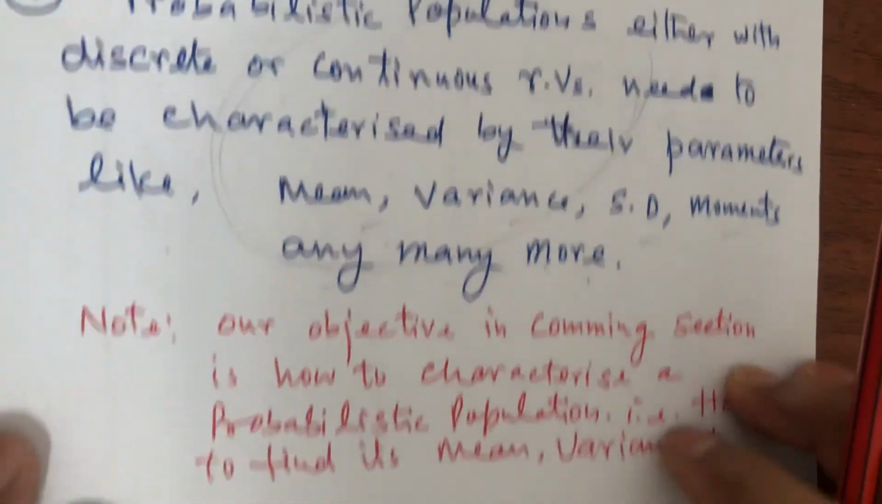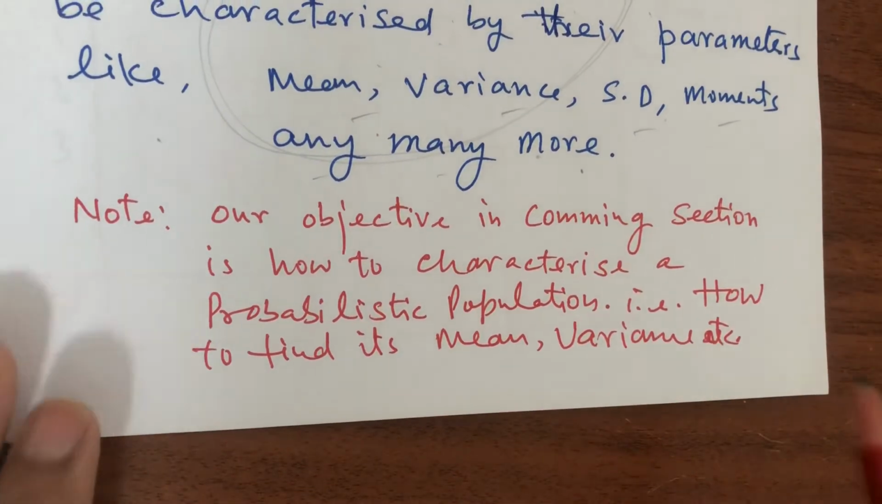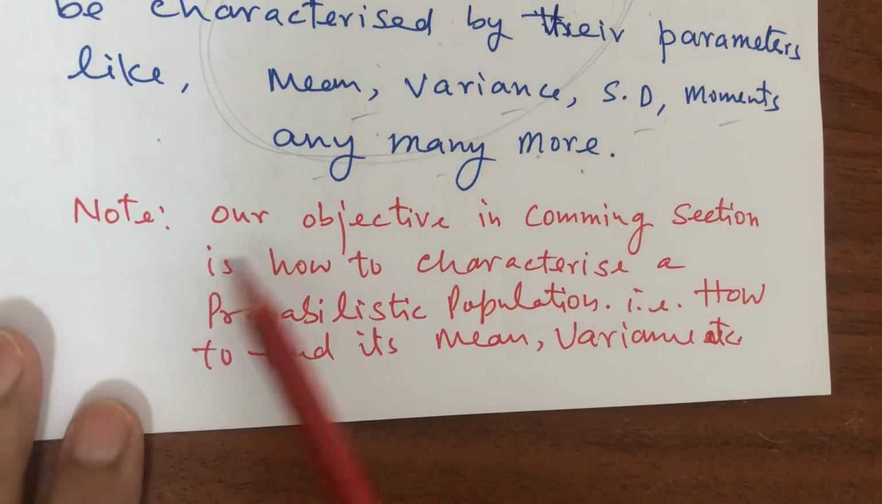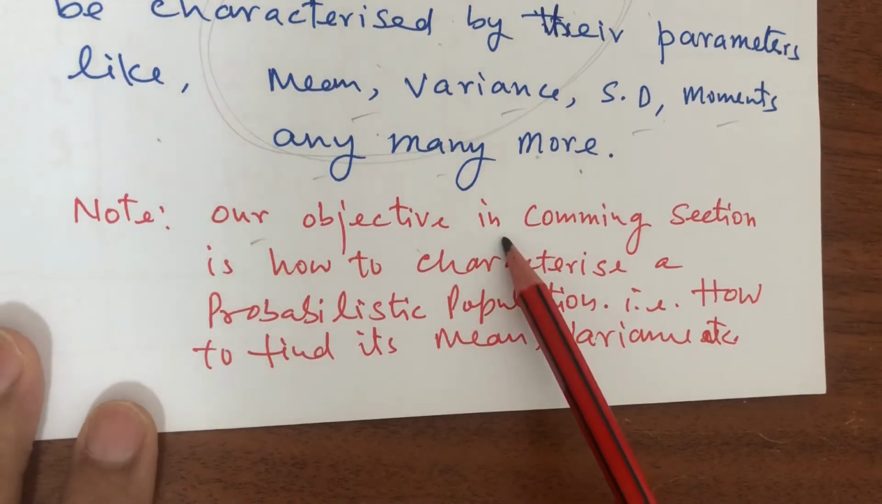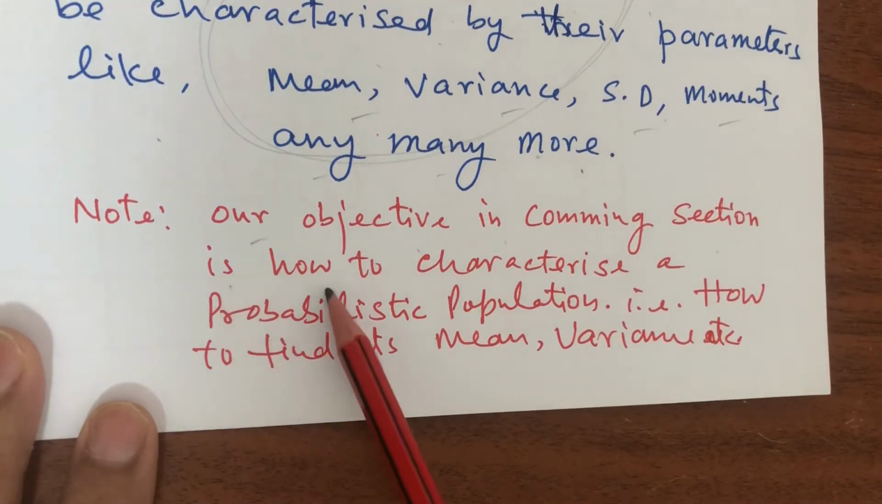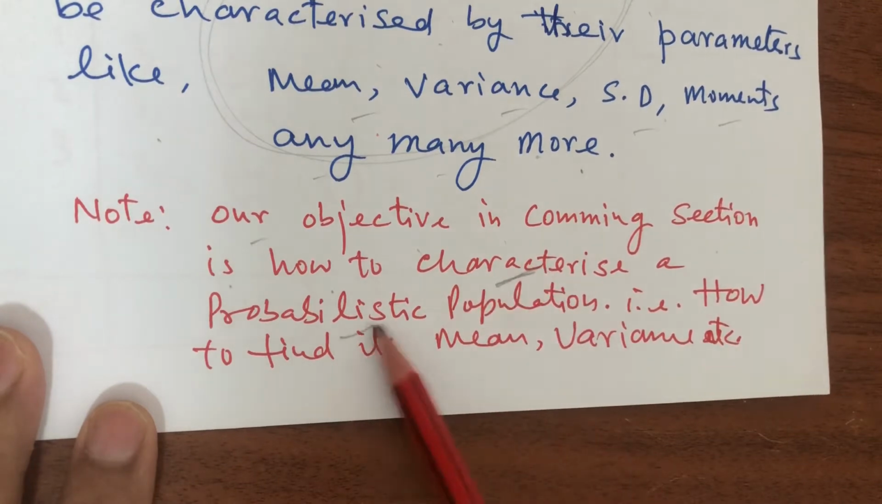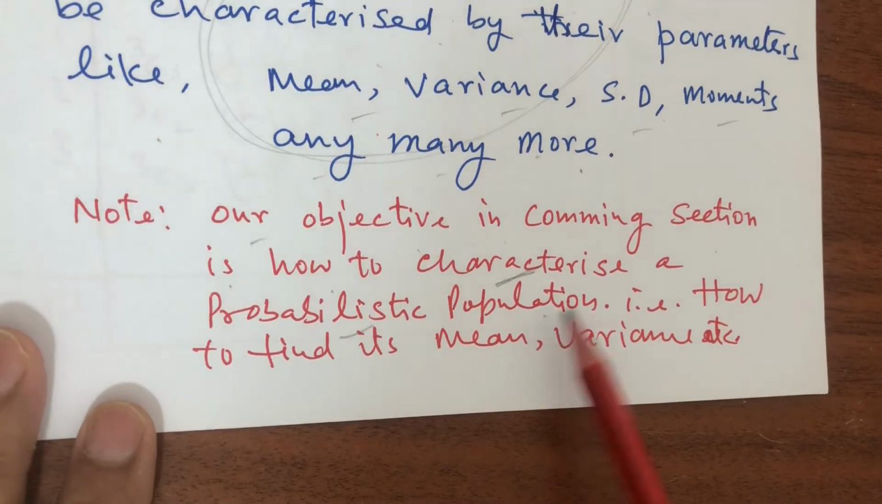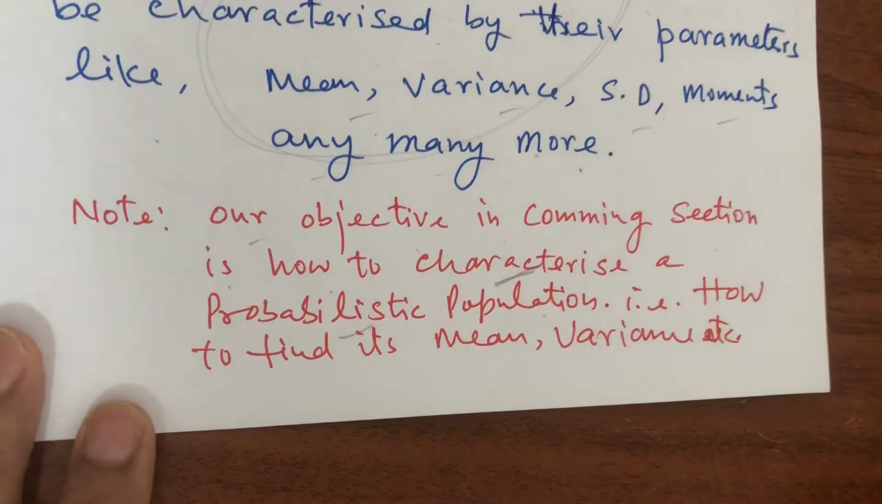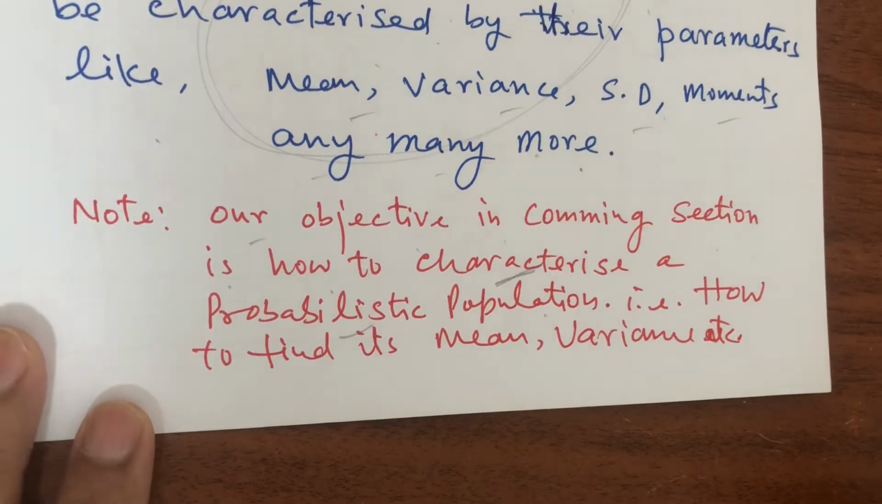So our objective actually, we are preparing ourselves for this thing. Our objective in the coming section is how to characterize a probabilistic population. The basic purpose of studying statistics is how to characterize a population, how to characterize different populations under different situations. This is our main objective of the study.